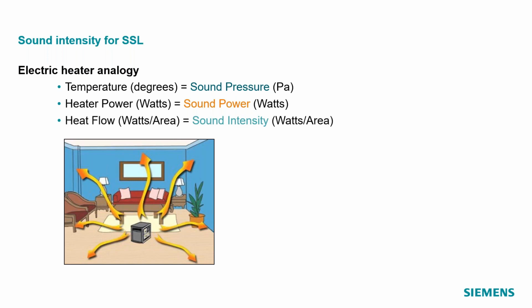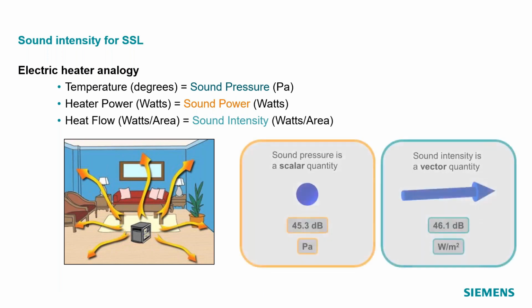If we were to talk about how the heat leaves the heater and gets throughout the room to the other objects, we might talk about the heat flow and describe how much of the heat power or watts comes through any unit area, or watts per unit area. That's equivalent to the sound intensity. The heat's going to come out faster at some parts of this heater than others. Same with sound sources and sound intensity. We use watts per unit area and we get sound intensity.